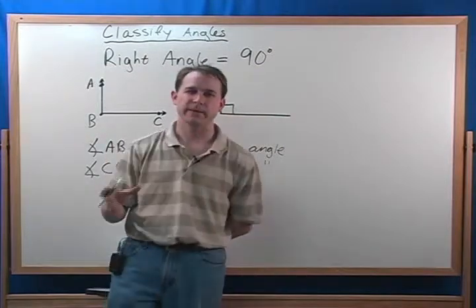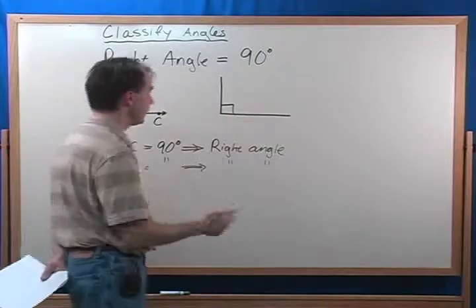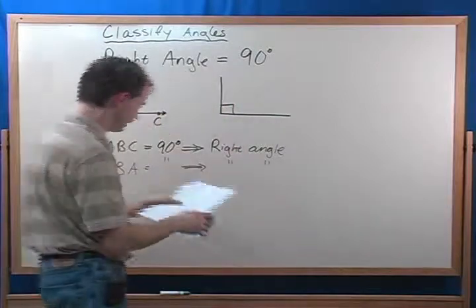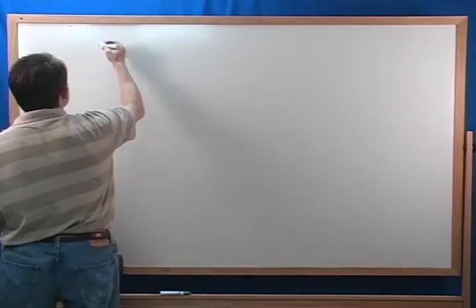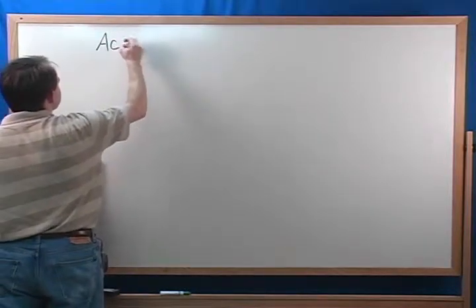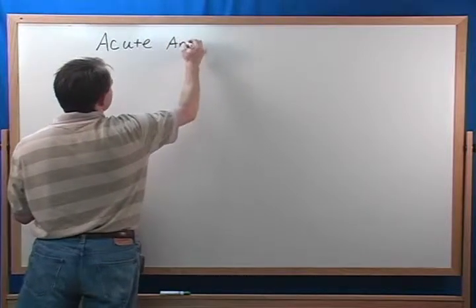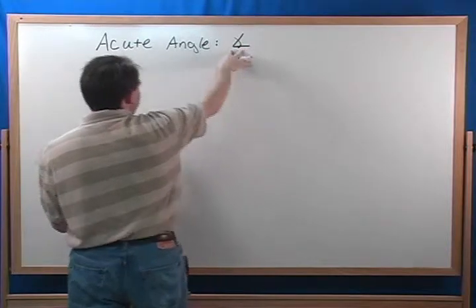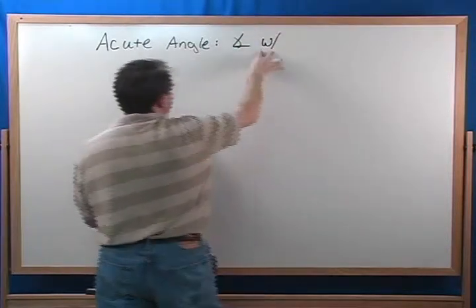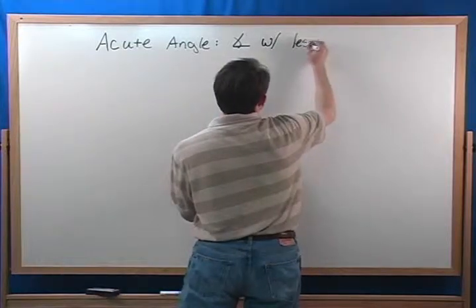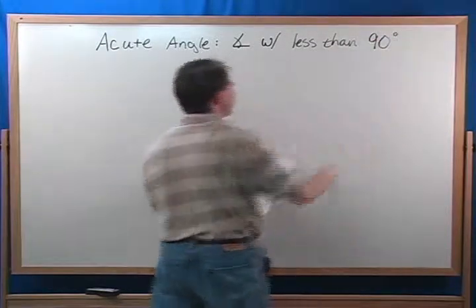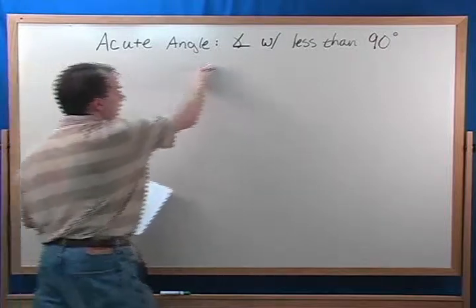I'm trying to point out the important things that you'll see and that you'll use in your problems over and over again. So when you see this, you will know automatically that is a 90-degree angle, that is a right angle. Okay, the next thing we're going to do is classify angles a little bit further, and we're going to say that we have something called an acute angle. And all that means is an angle, that's what the symbol is, angle with, that just means with, less than 90, and I'm going to put a little degree symbol up here, 90 degrees. That's all that means. Acute angle is an angle with less than 90 degrees.